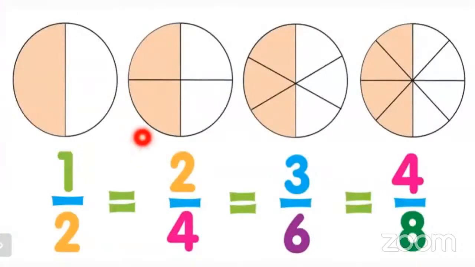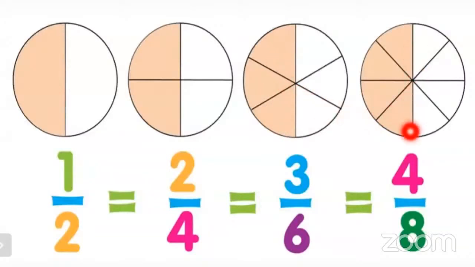Look at the first figure. See the colored portion of the first figure. It is half. Now in the second figure also you can see it is half, but the difference is that the figure is divided into 4 parts. Now similarly, look at the third figure. Here also the colored portion is half, but divided into 3 parts.